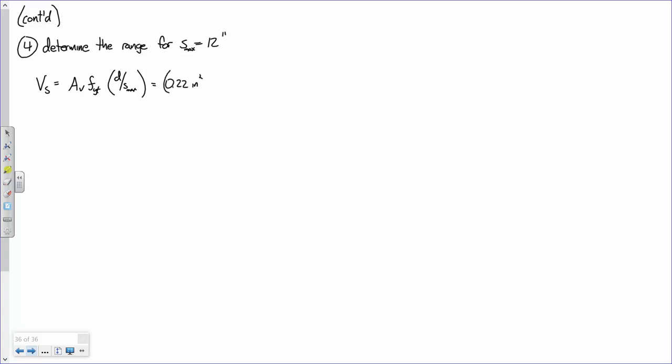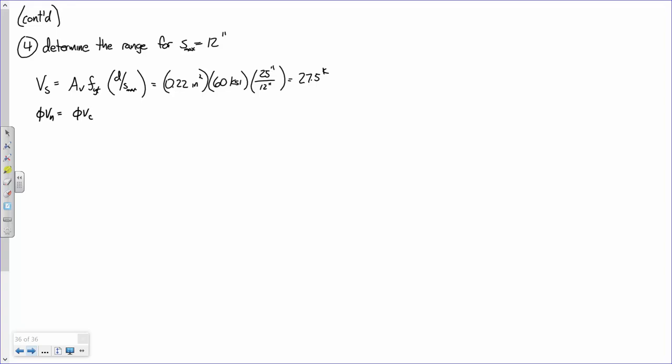So that is 0.22 inches squared times 60 KSI times 25 inches over 12 inches. What does that come out to be? Seven and a half kips. Now I'm going to take this value and compute phi VN.